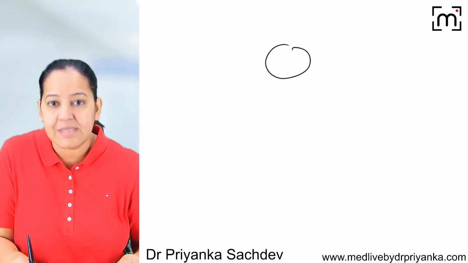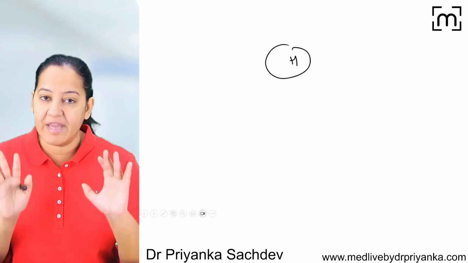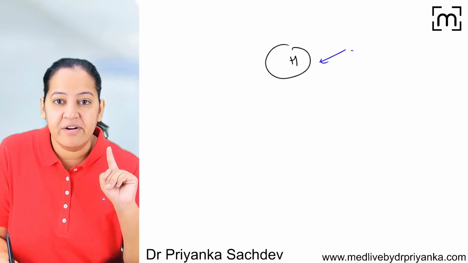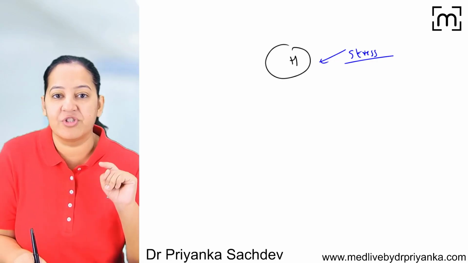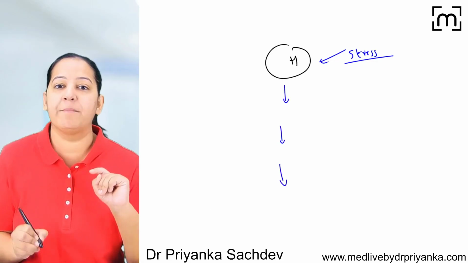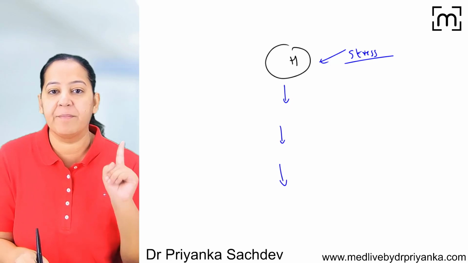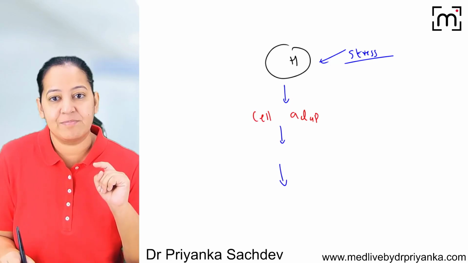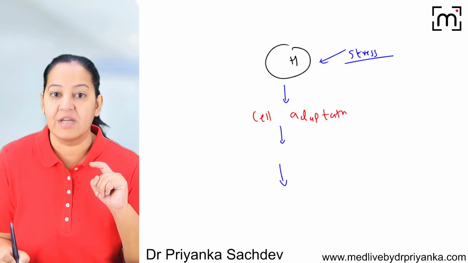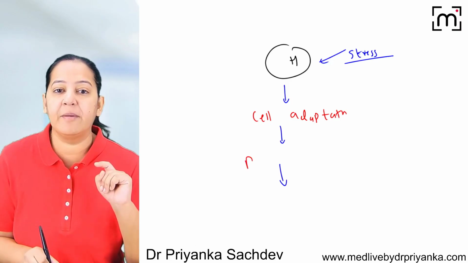So I'm telling you, all the cells are in homeostasis. So this is the cell of the human body. It is in homeostasis. Whenever the stress is acting on the cell, maybe physiological, maybe pathological, 3 things happen one by one. What are the 3 things which are happening one by one? The first thing which is happening is cell adaptation. So let me explain all about cell adaptations first. If the stress is continued, it will be happening.